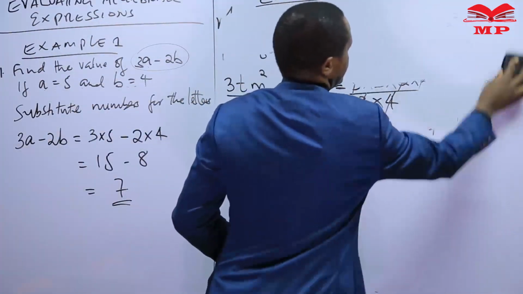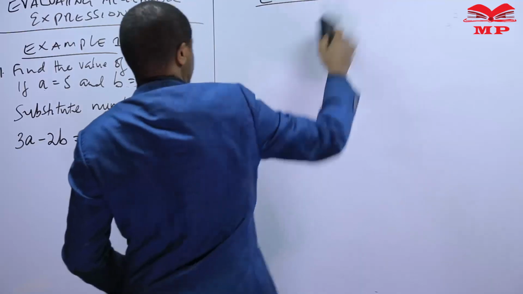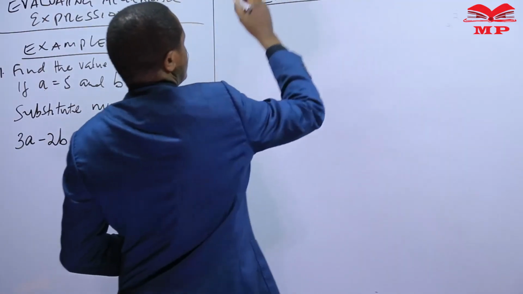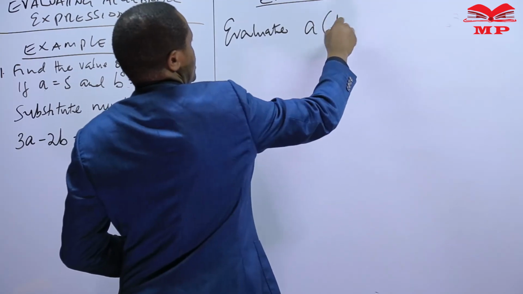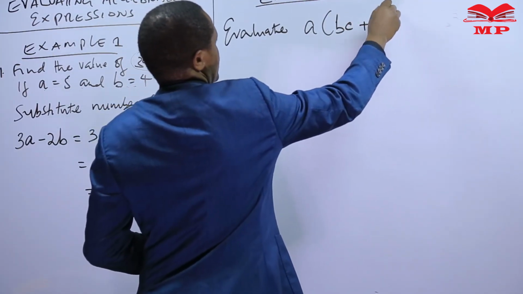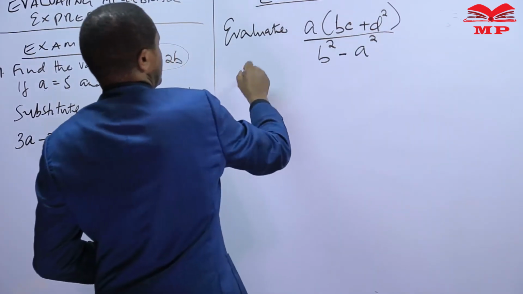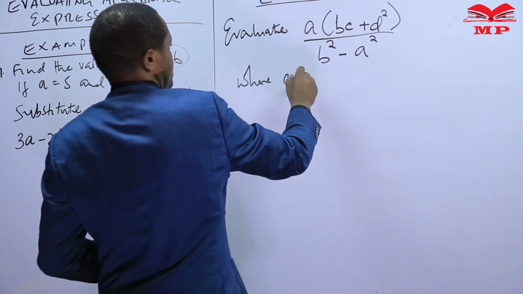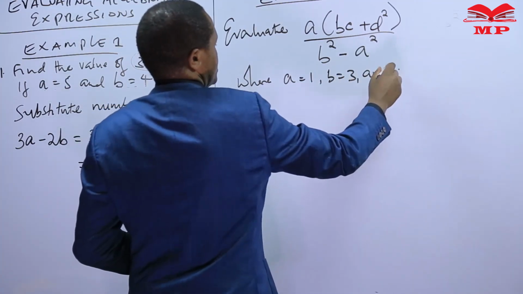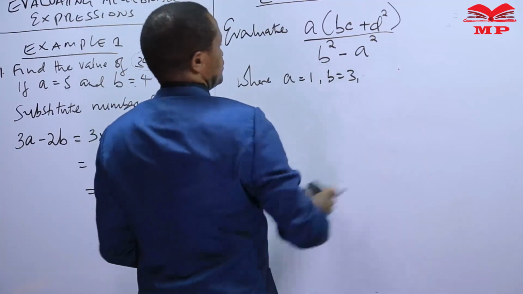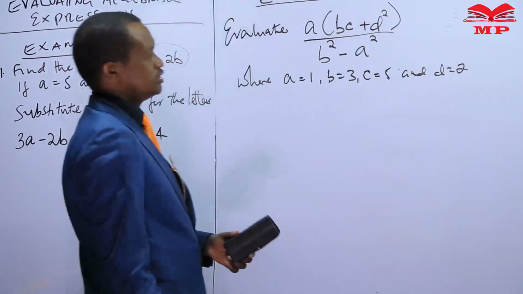Example 3. Evaluate A into BC plus D squared over B squared minus A squared, where A is equal to 1, B is equal to 3, C is equal to 5, and D is equal to 2.